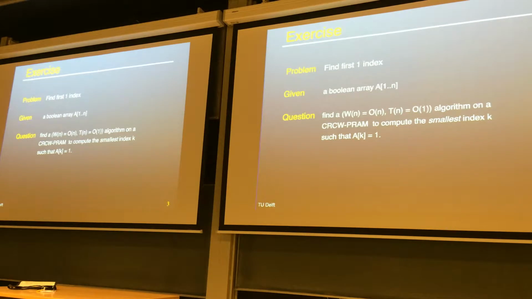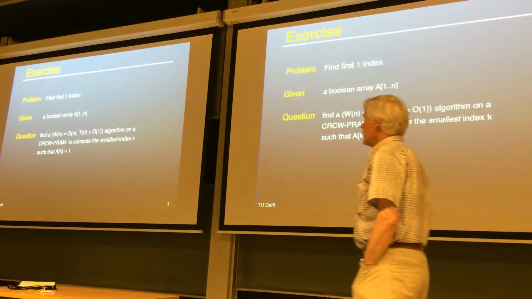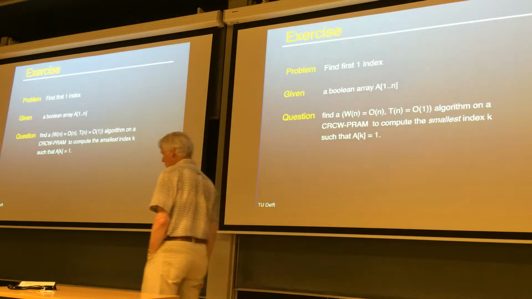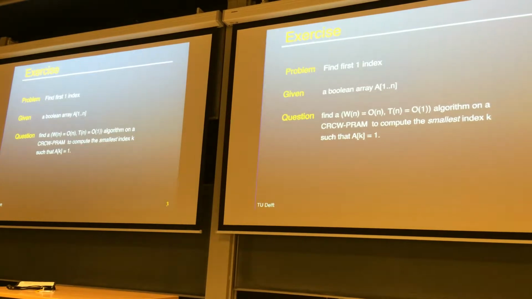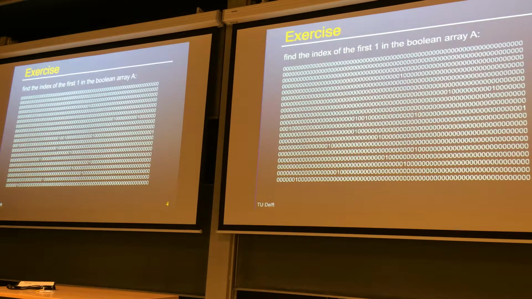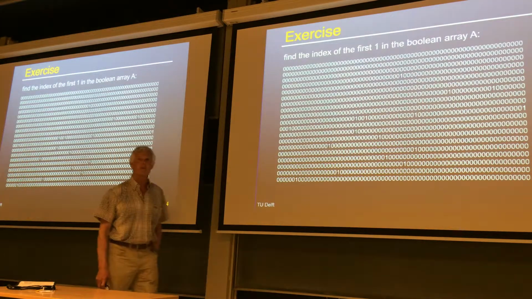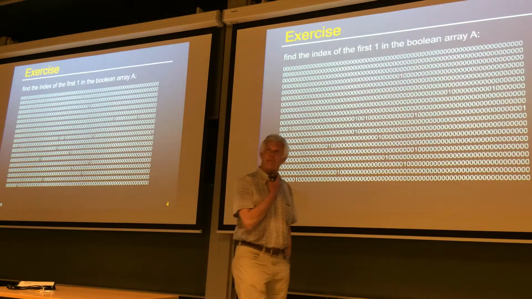So, let's start with the following problem. That's called find a one index. You are given a Boolean array, and you have to find the first one, the position of the first one in that array, with an algorithm that will cost you constant time and will cost you an O(n) amount of work. Well, that seems to be very trivial, but consider this exercise, and please give me the index position of the first one in this array in constant time with an O(n) amount of work.